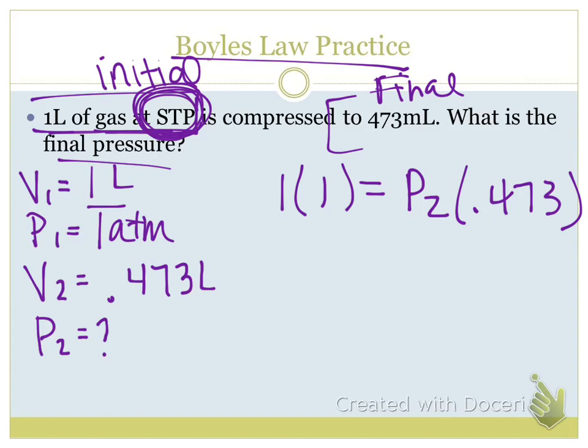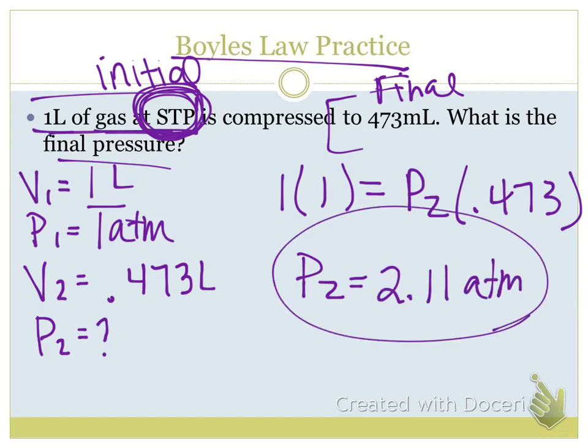So when I plug that in, what am I going to do to that 0.473? Divide it over. So I take 1 divided by 0.473, which gives me P2 of 2.11 atmospheres. Right, I would divide this over 0.473, divide by 0.473. I got 2.11. Agreed or not so much? Go ahead and grab your calculator if you don't have that yet.